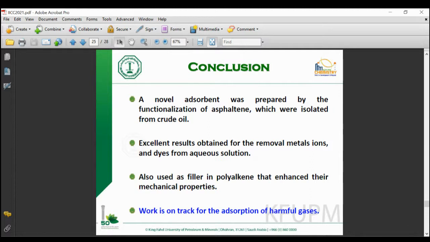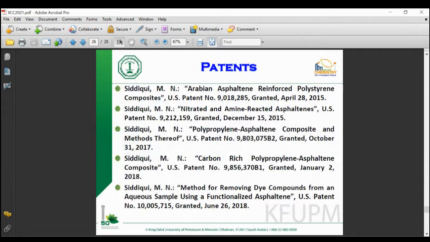And as a filler also, they are a good support for enhancing the mechanical strength of the polymers. We are right now working to adsorb harmful gases like H2S, even natural gas CH4, carbon dioxide, all those gases we are trying nowadays. And work is progressing, and we are having good results now. These are a few patents.